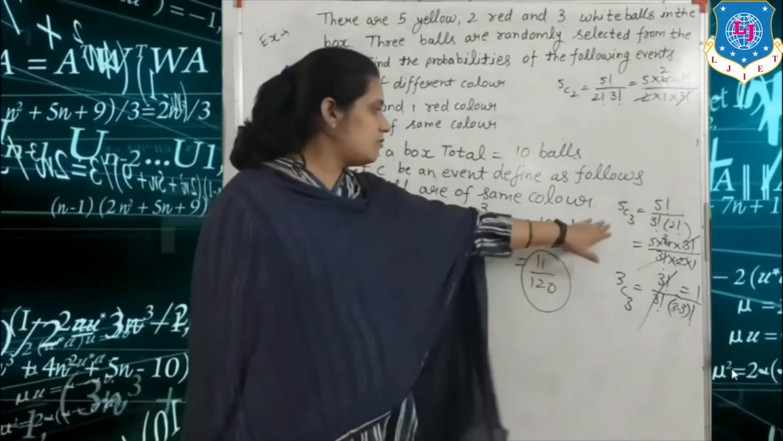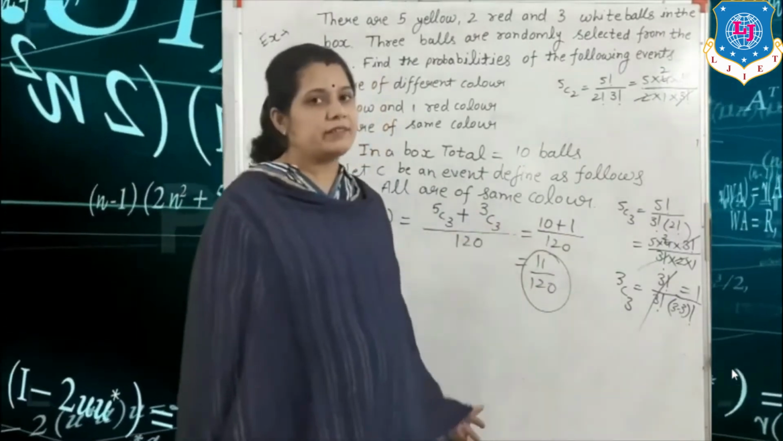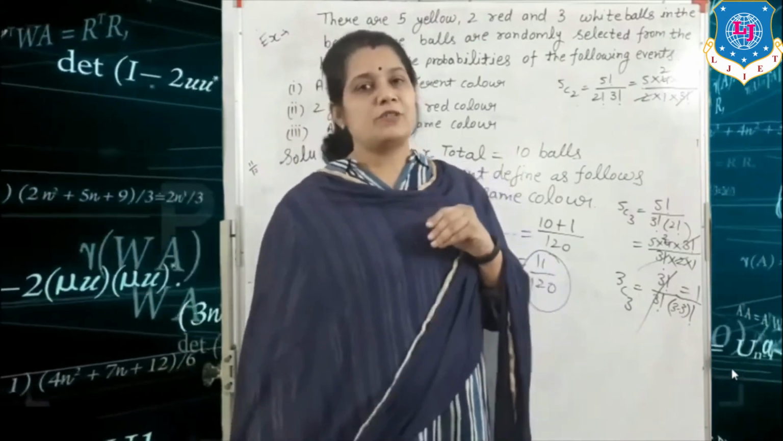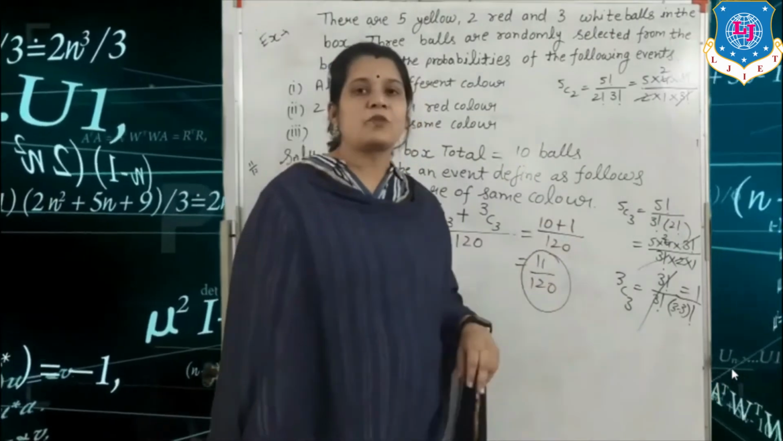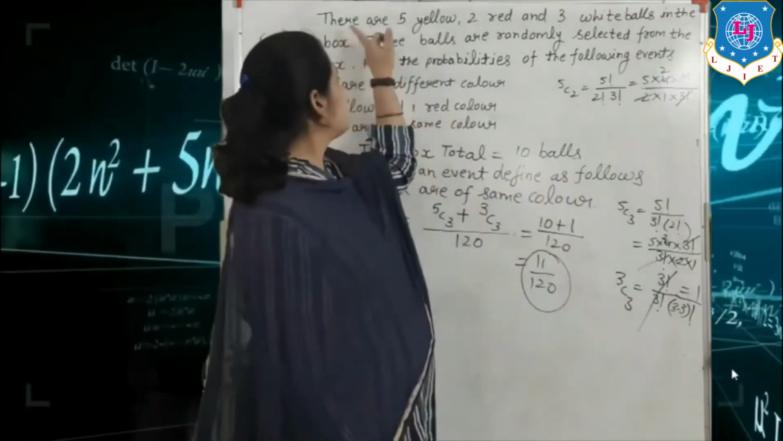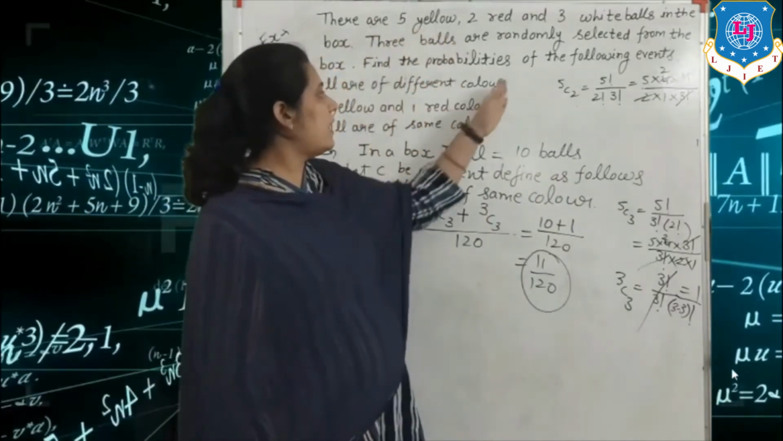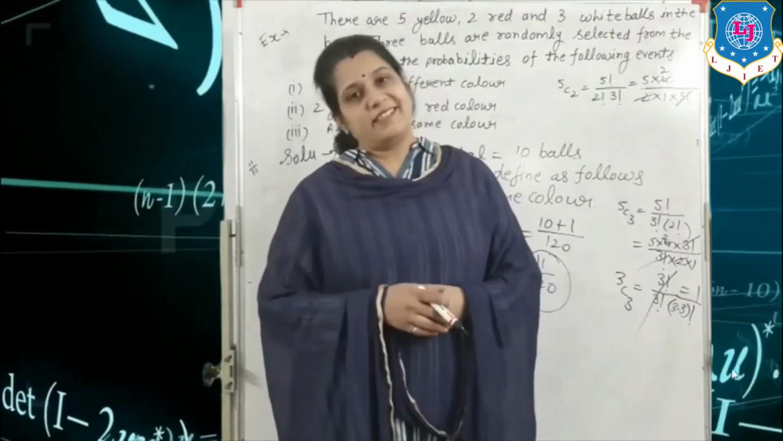And 5C3 is equal to 10, and 3C3 is equal to 1. Okay, so here 10 plus 1 is equal to 11 by 120. So this is an example of a different type of bag that contains 10 balls, and after that we find this type of probability. Okay.